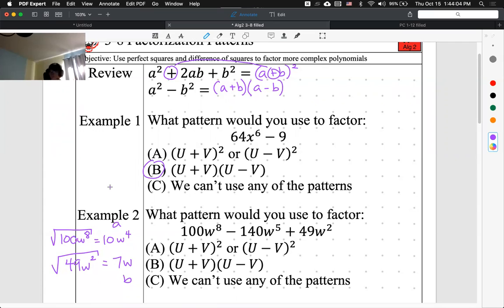So what is doubling the product of 10w to the power of 4, 7w? Tell me the product first, then double it, and then third step, does that equal your middle term of negative 140w to the power of 5? Well, the negative doesn't really matter in that case. Does it equal 140w to the power of 5? Just give me a thumbs up or thumbs down.